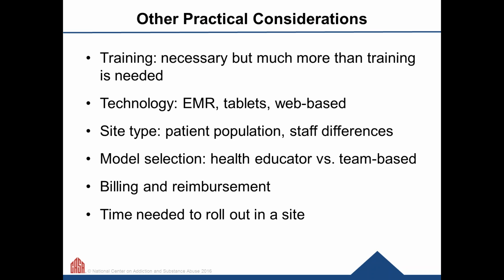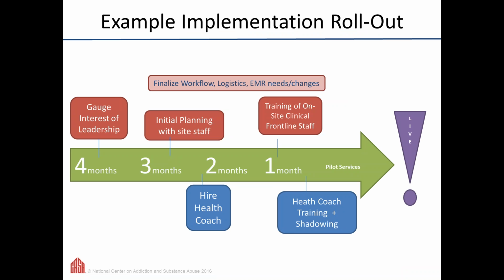So we found that generally the time needed to roll out in a site can be about 4 to 6 months, when you're going through all of these processes. So going from gauging leadership interest to working on the workflow and logistics, EMR changes, training of staff, and then doing your PDSA pilots, and then going live. This could really take 4 to 6 months, depending on how quickly you can get some of this done. So think about this again as sort of a process rather than something that's just going to happen quickly one day.